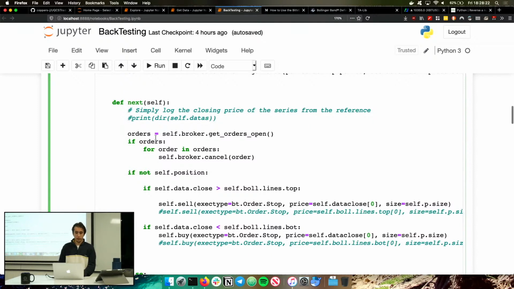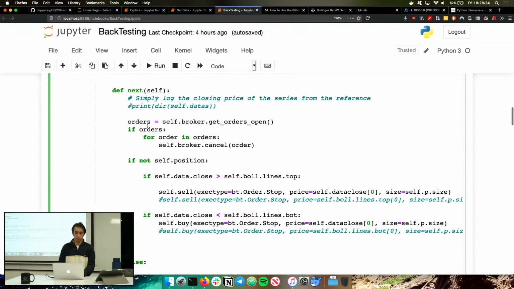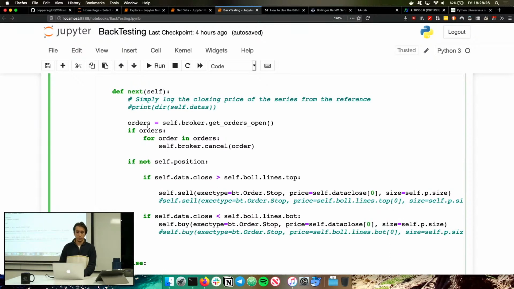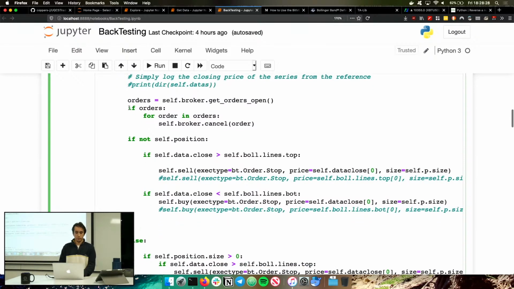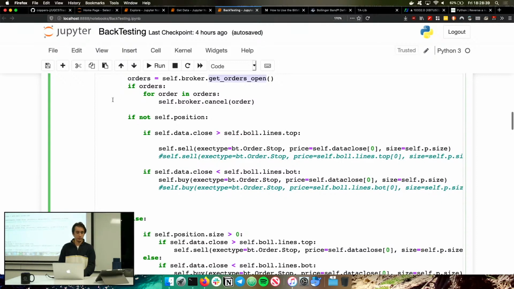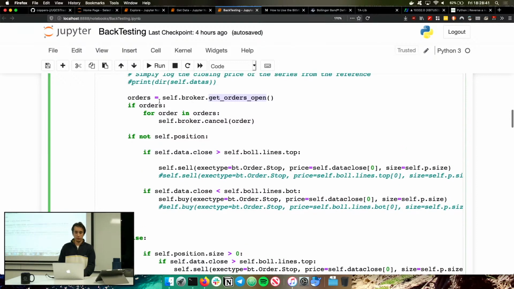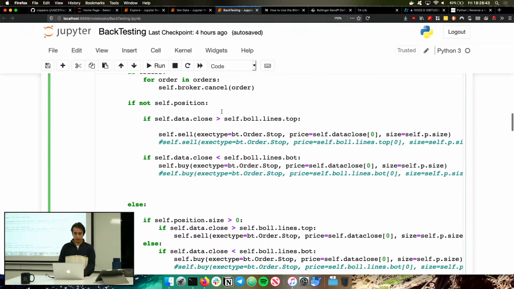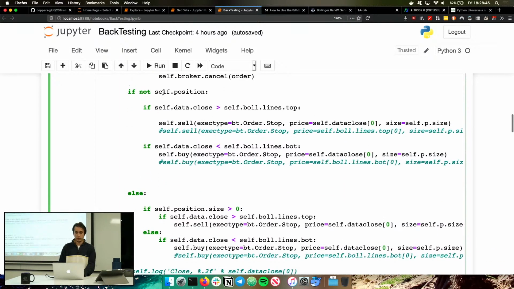Backtrader, when we run it, will call .next, and it will time step through everything. Here we check, we have this backtrader broker. We check, do we have any open orders? If there are open orders, we'll cancel them. These are orders that are theoretically in the market. Next, we'll check if we don't have a position. If we don't have a position, we are neutral.